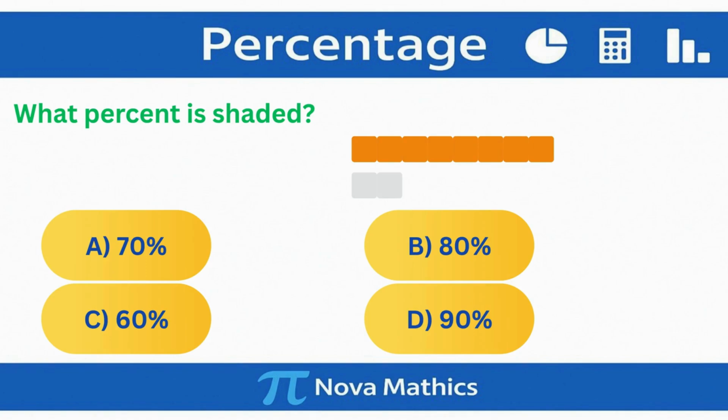What percent is shaded? Is it A, 70%, B, 80%, C, 60%, or D, 90%?